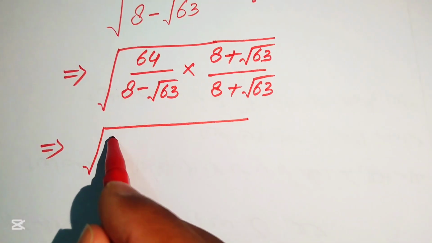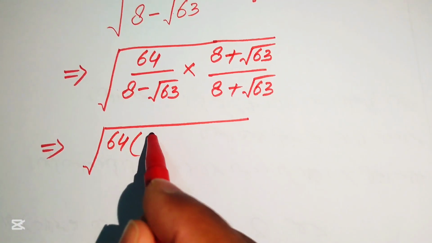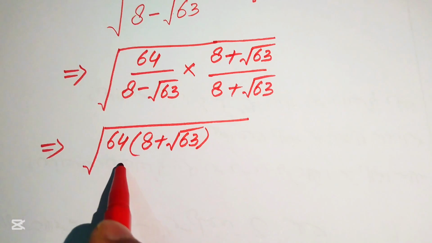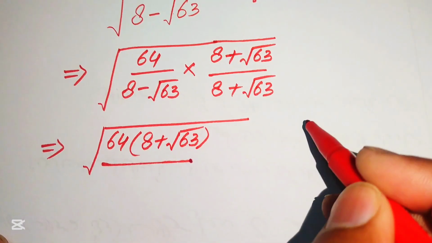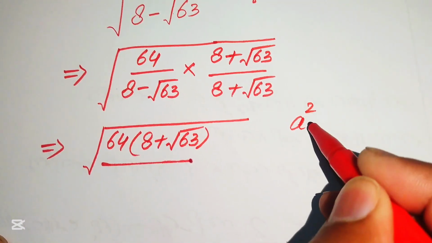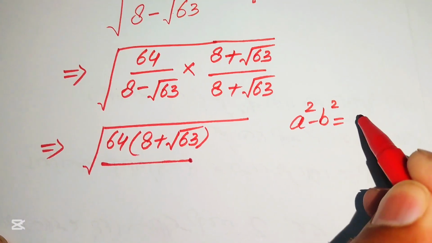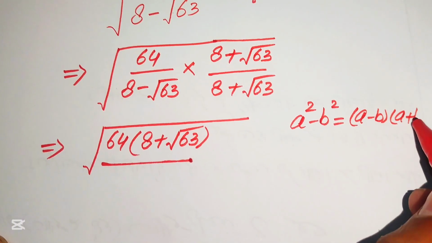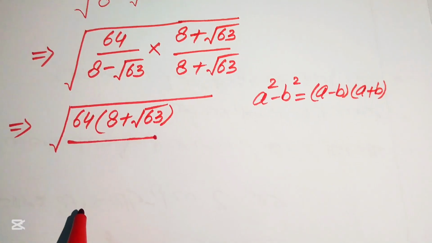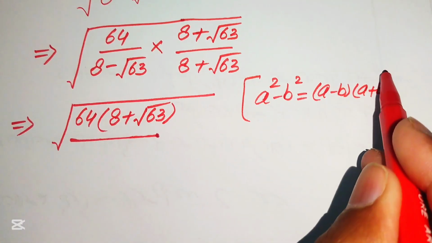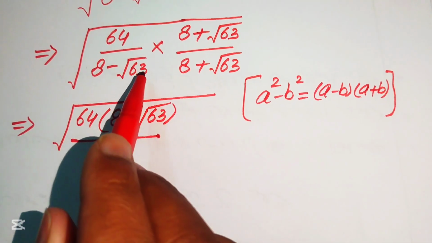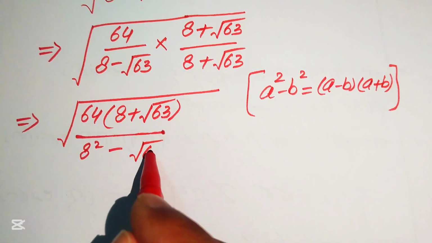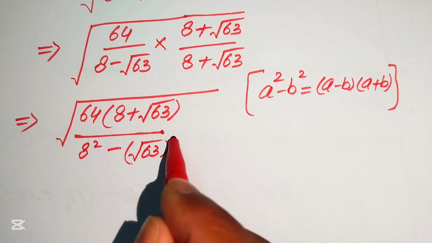Now we need to multiply the terms and it will be written as 64 times 8 plus square root of 63, and it is divided by, here we need to use this algebraic formula. If you have a square minus b square, it is equal to a minus b times a plus b. So according to this algebraic formula, we write our denominator term as 8 square minus square root of 63 and its whole square.